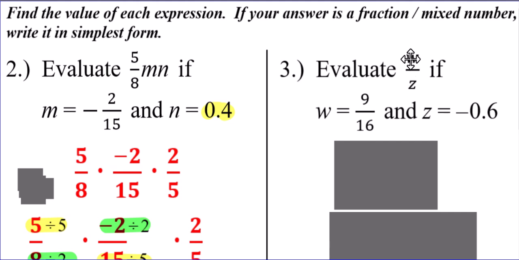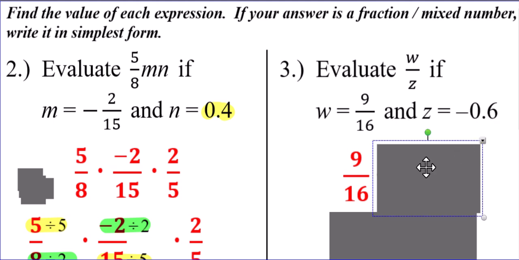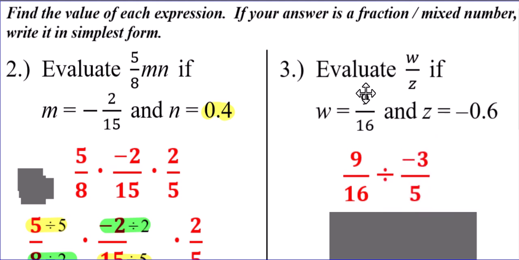Now, this really means W divided by Z. And the W is obviously a fraction. The Z, well, you actually had the choice on this problem. You could have changed 9/16 to a decimal. However, 16ths are 4-digit decimals, not really user-friendly.